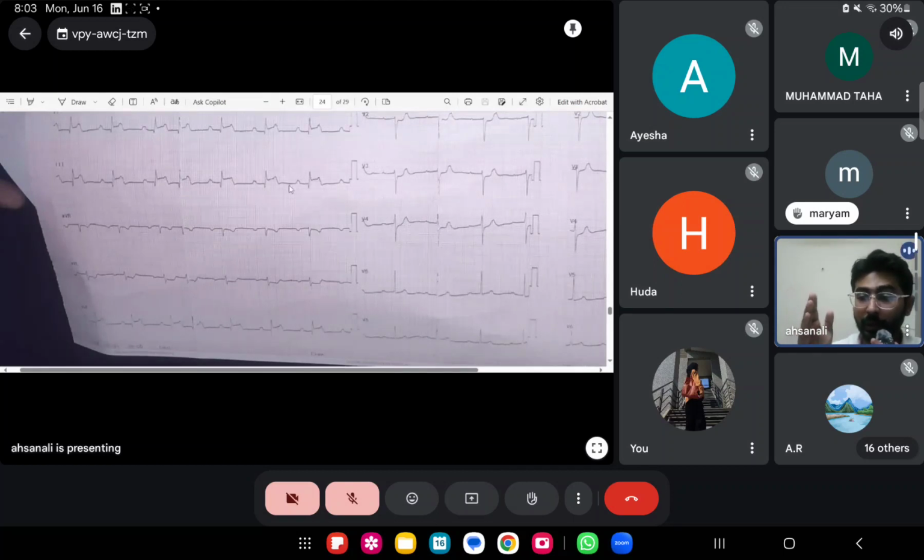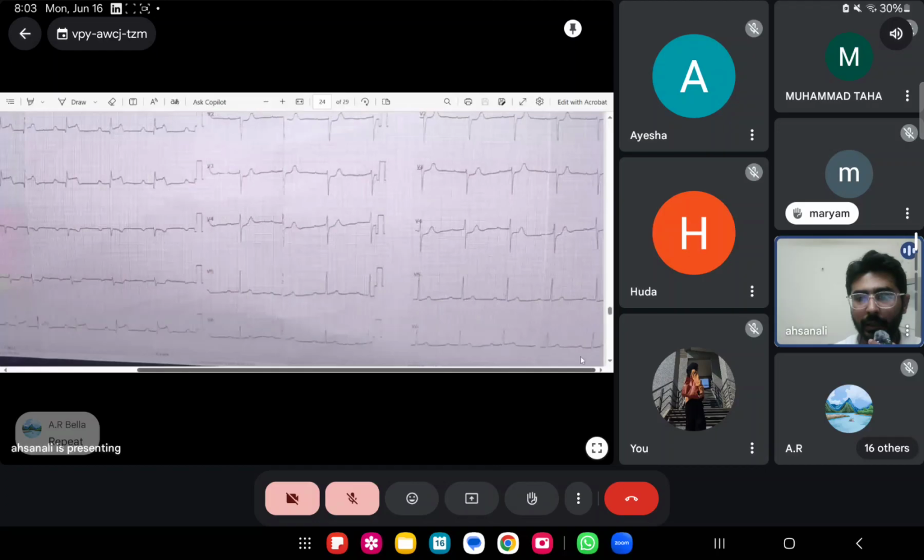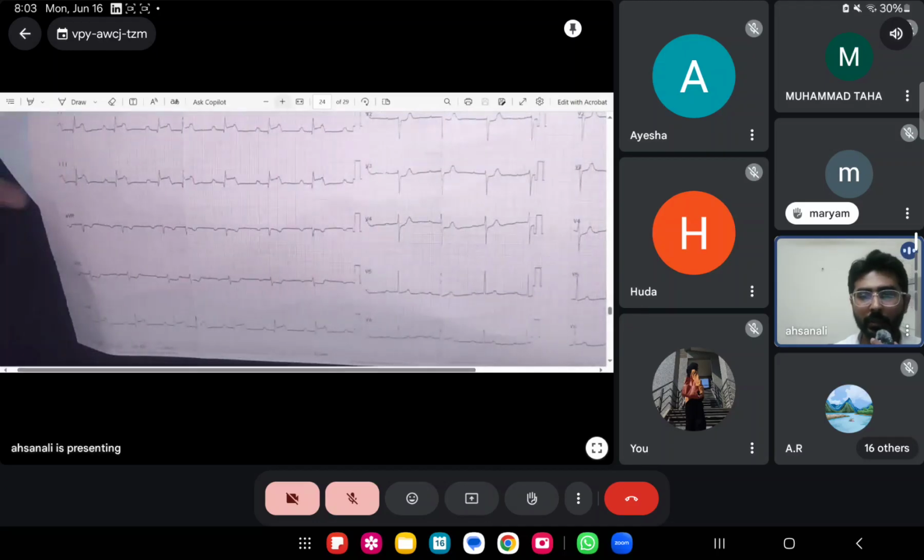If someone has an anterior wall MI, they are going to have ST elevation in the precordial leads from V1 to V6. But here you can see there is ST depression in the anterior leads. So this is normal in any STEMI patient. A STEMI patient can have a reciprocal ST depression.